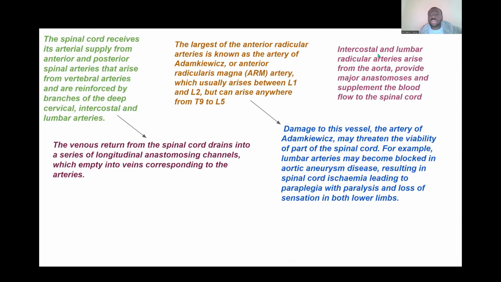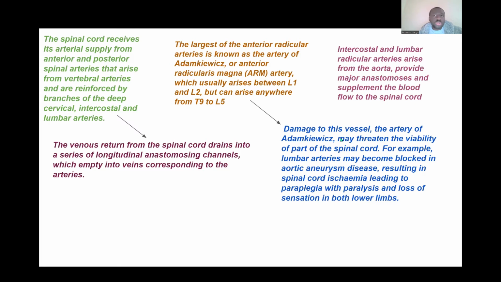Intercostal and lumbar radicular arteries arise from the aorta, provide major anastomosis, and supplement the blood flow to the spinal cord. We've mentioned that. Damage to this artery of Adamkiewicz may threaten the viability of parts of the spinal cord.